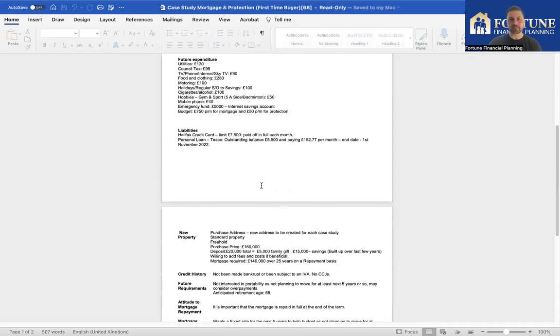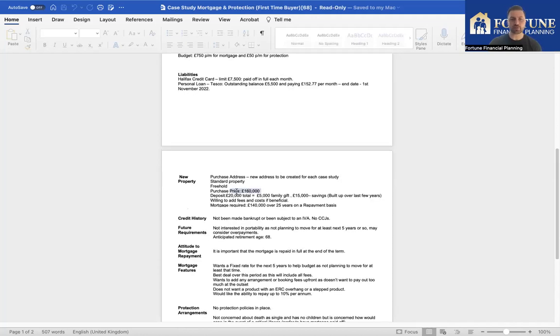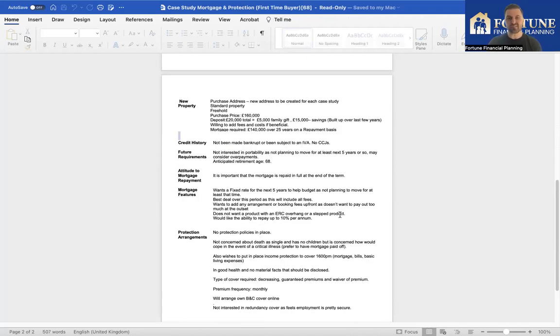So his current liabilities, he does have a credit card, personal loan. That will be factored in with the mortgage. Again, for the role play, it's not something we need to discuss. And then it talks about the property in itself. So the purchase of the property is at 160, and he's a first-time buyer, standard property, mortgage required, 140,000 over 25 years on a repayment basis. So again, fact-find information, credit history, what his requirements are.